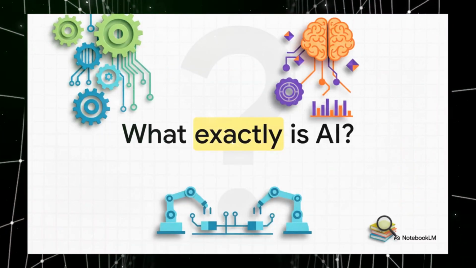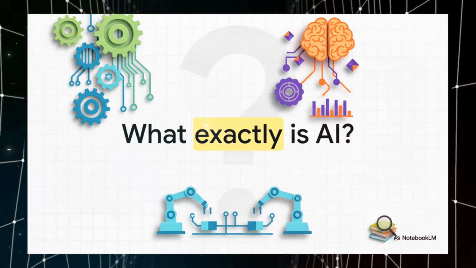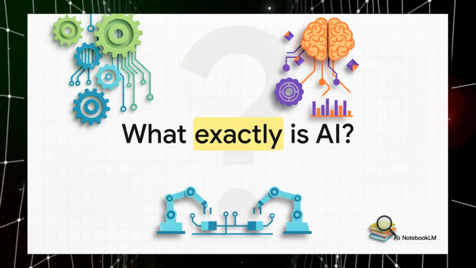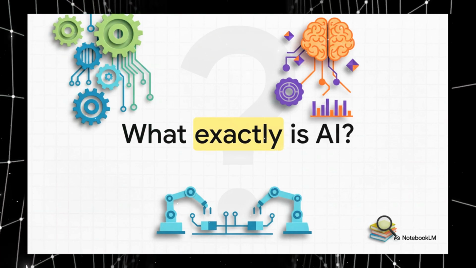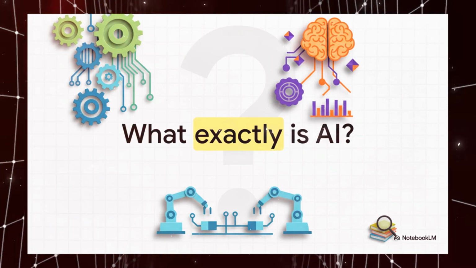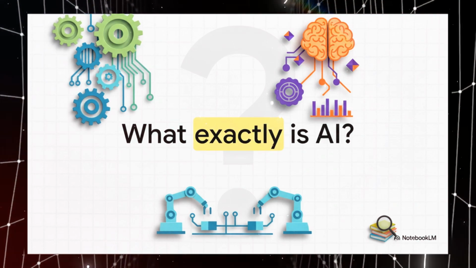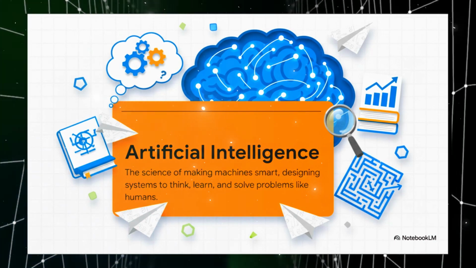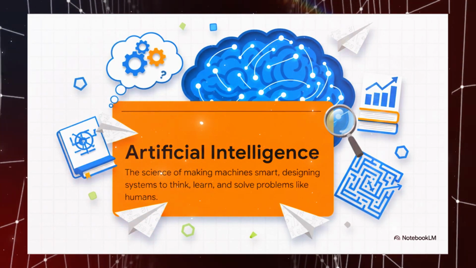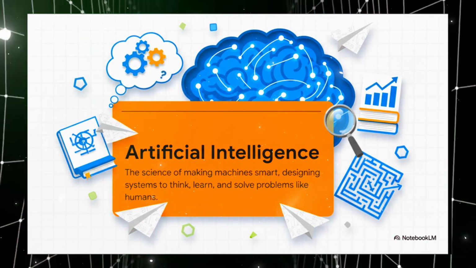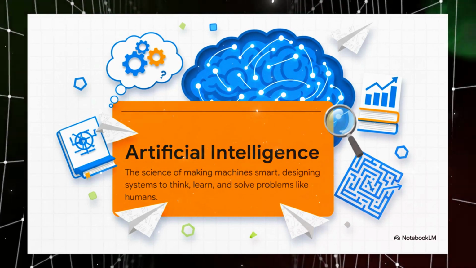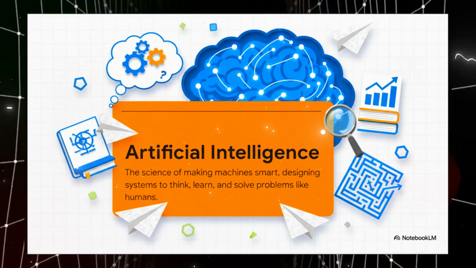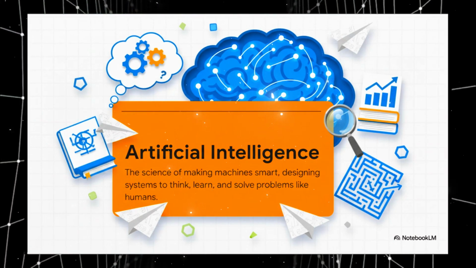But before we can build anything, we have to know what we're building, right? So let's just get on the same page. What even is AI? We hear that term thrown around all the time, but what does it actually mean deep down? At its simplest, artificial intelligence is really just the science of making machines smart. We're talking about building a system, kind of like a digital brain, that's designed from the ground up to do what our brains do: to think, to reason, to learn from things that happen, and to figure out tough problems.